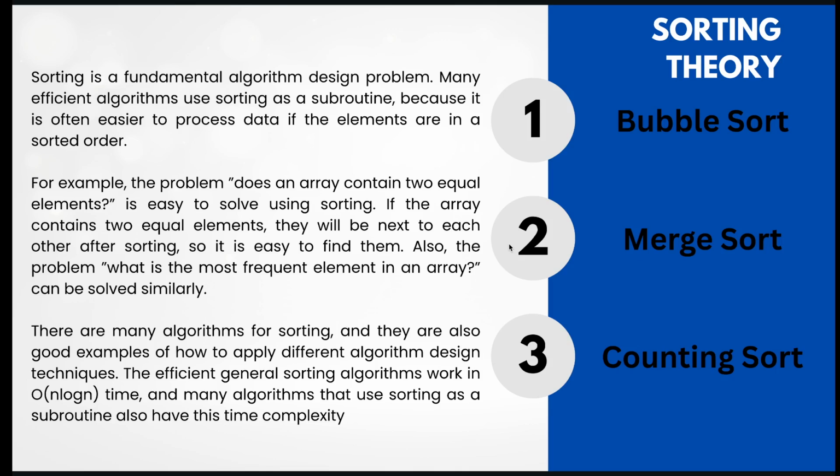So for example, the problem, does an array contain two equal elements, is easy to solve using sorting. If the array contains two equal elements, they will be next to each other after sorting, whether it is decreasing or increasing, and it is easy to find them. And also, the problem, what is the most frequent element in an array, can be solved similarly by sorting too.